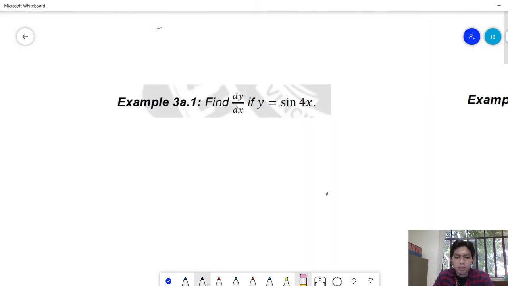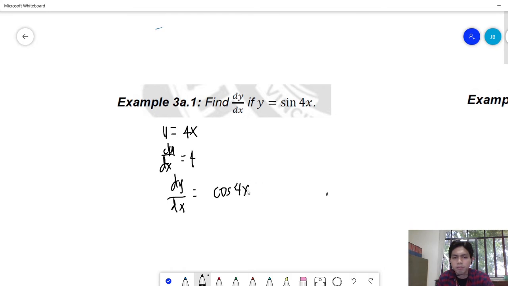So let's have example number 1. Find dy over dx if y is equal to sine 4x. Here our u is 4x, so du over dx is just equivalent to 4. Now we can derive: dy over dx is equivalent to the derivative of sine 4x, which is cosine. Then copy 4x. And then our du over dx, since u is 4x, is 4. So your final answer is 4 cosine 4x.